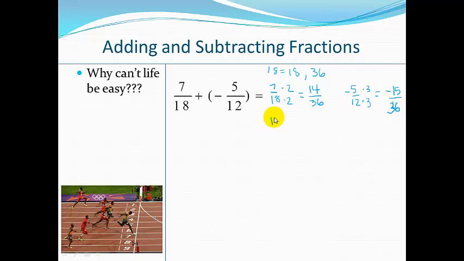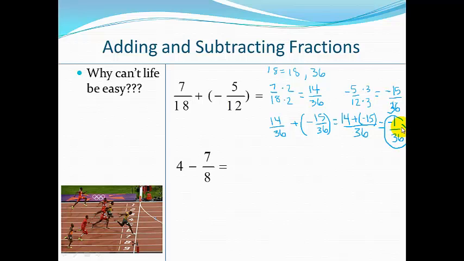Okay, so again, I've got 14/36 plus negative 15/36. So 14 plus negative 15. Remember that I've got a negative and a positive. Subtract: 15 minus 14 is just 1. I keep the sign of the higher number, just my 15. And I get negative 1/36 as my answer.